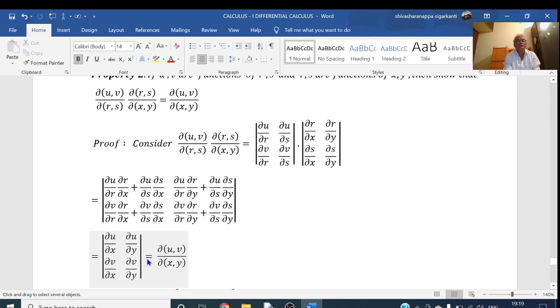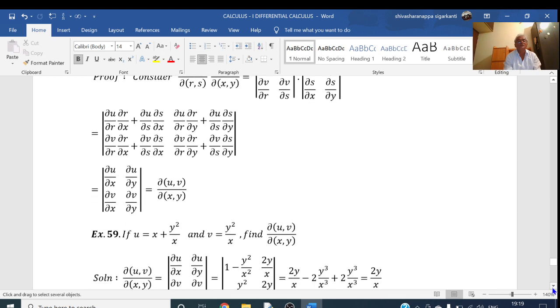This is equal to, what is the first row? First row is derivatives of u, second row derivatives of v with respect to x and y. So therefore this is nothing but the Jacobian of u, v with respect to x, y. So that is ∂(u,v)/∂(x,y). So this is the result.